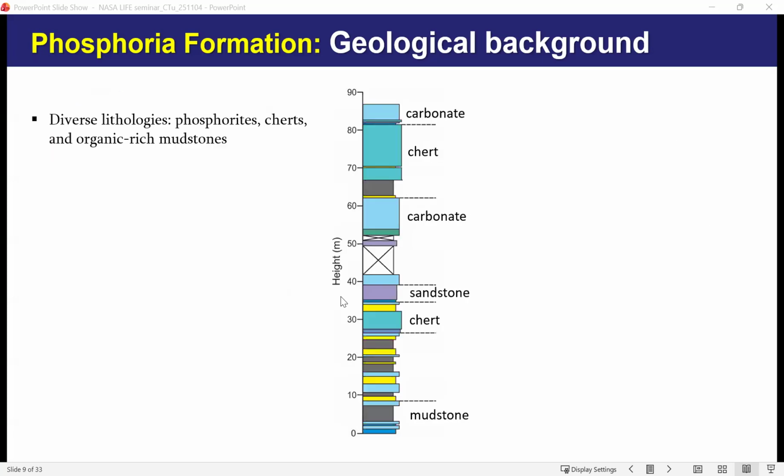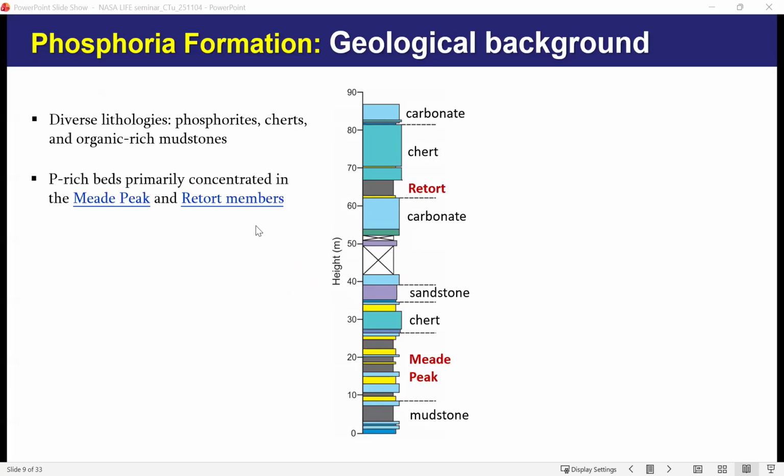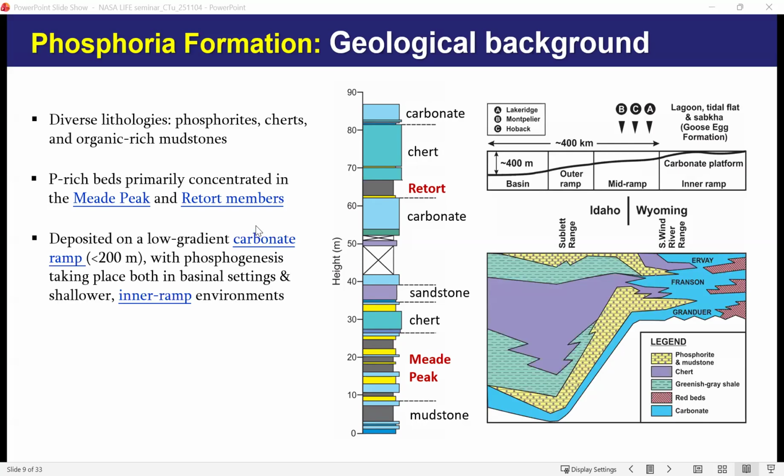And the Phosphoria Formation comprises diverse lithologies, including phosphorites, cherts, and organic-rich mudstones. You can see this stratigraphic column, and phosphorus-rich beds are primarily concentrated in the Meade Peak and Retort members. This succession was deposited on a low-gradient carbonate ramp less than 200 meters deep, with phosphogenesis taking place both in basinal settings and shallower inner ramp environments.